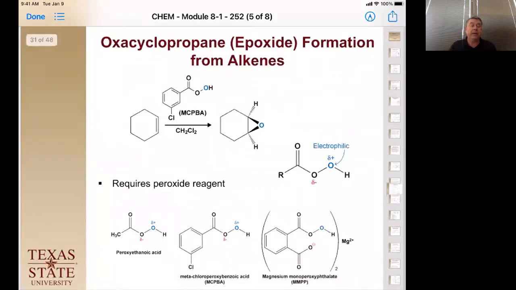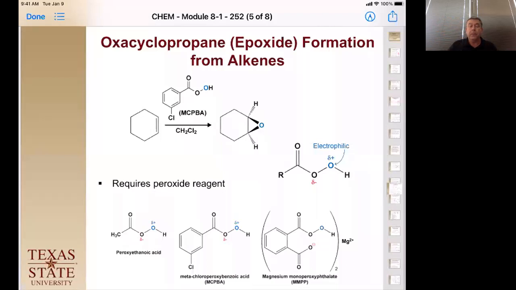Another thing we can do with an alkene is not just make it into an alcohol, but make it into an ether. In this particular case, we're going to make it into an oxacyclopropane. Most people know them as epoxides. An epoxide is a strained ring system that we can attack with other nucleophiles later. The way this works is we're going to use what we call a peroxy acid, which is a carboxylic acid with an extra oxygen in it. And when we do that, we're just going to add an oxygen across that double bond, and that's how we form that nice little ring.